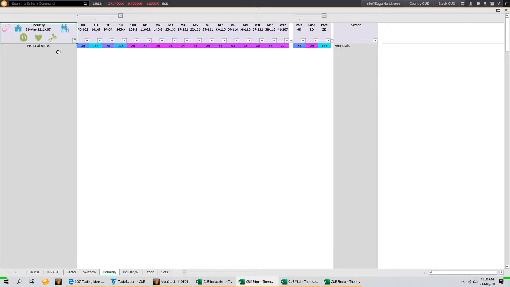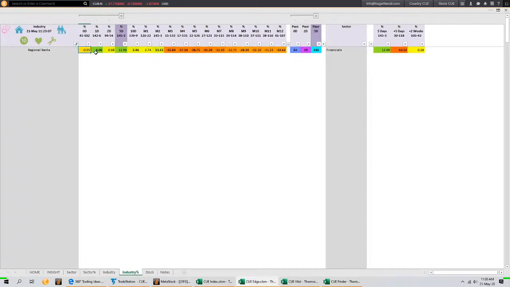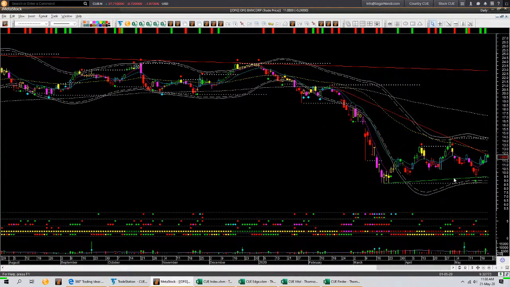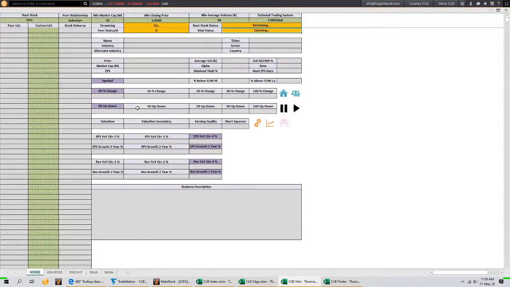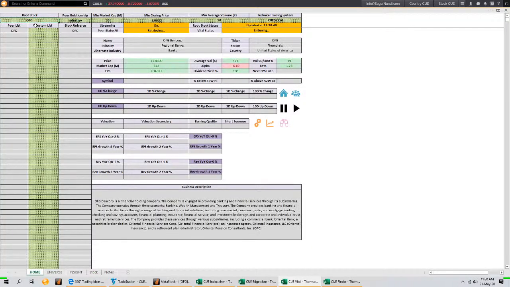The industry for the stock is weakening. It's not one of the weakest industries today, but it is coming down from previous day. And if I look at the industry percentage, I can see the industry is down. Therefore, OFG could be considered as a short trade. Let's do a complete peer analysis of OFG before we pinpoint that. I'm going to use OFG as the peer stock and carry out a complete peer analysis.